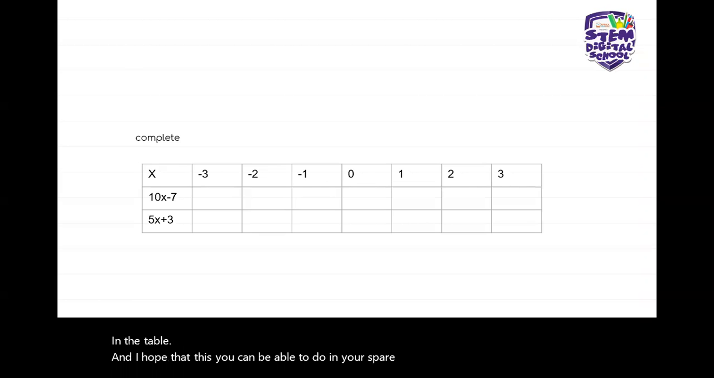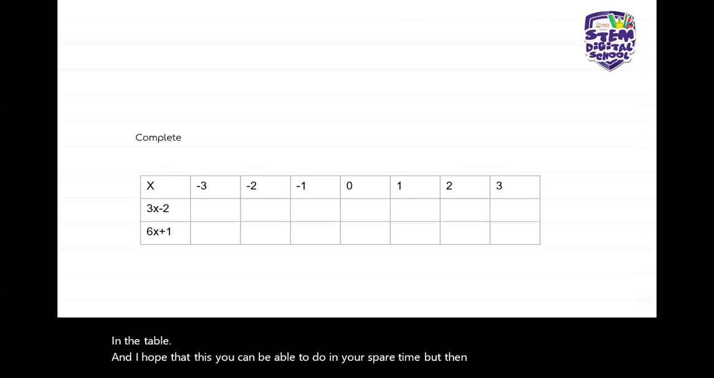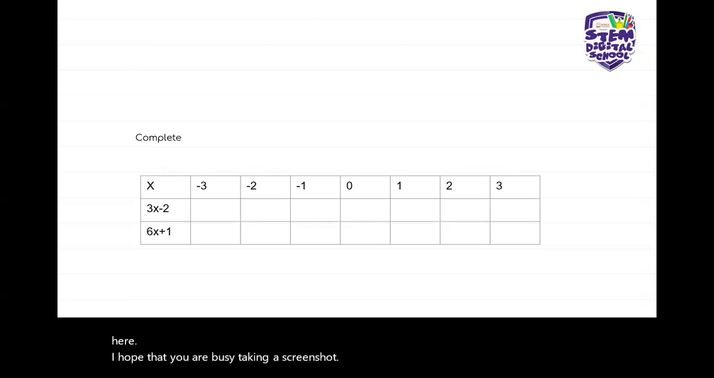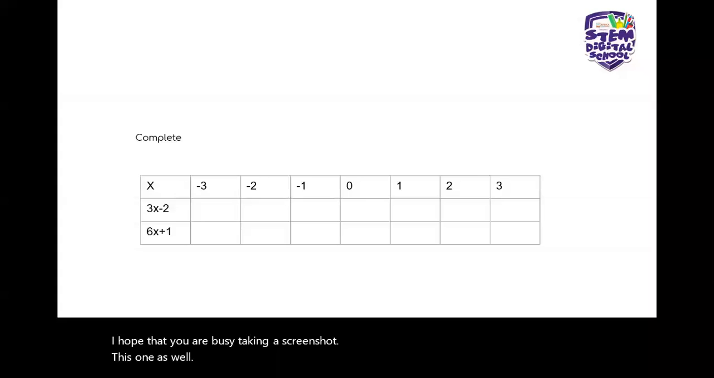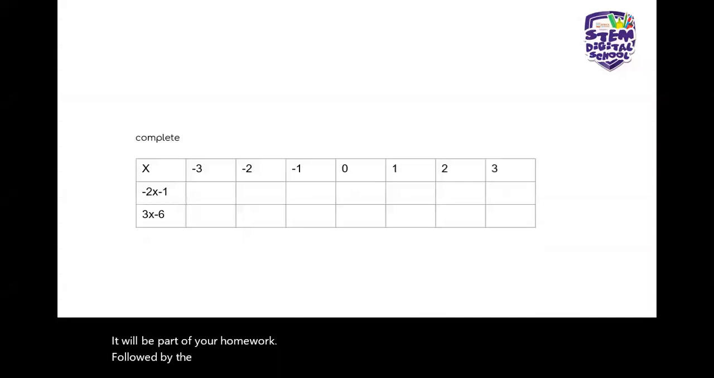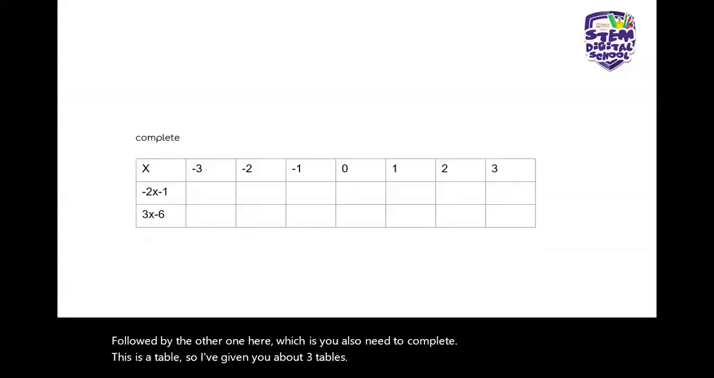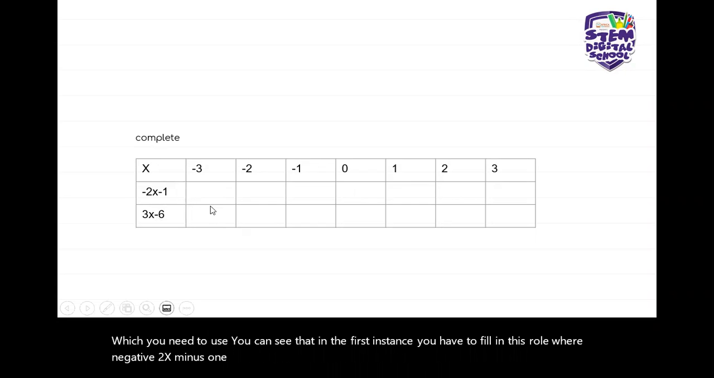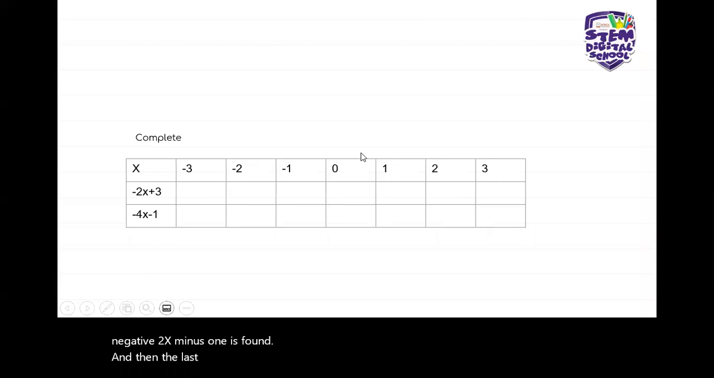But then again, also the next one here, I hope that you are busy taking a screenshot. This one as well will be part of your homework, followed by the other one here, where you also need to complete this table. So I've given you about 3 tables which you need to use. You can see that in the first instance, you'll have to fill in this row where negative 2x minus 1 is found, and then the last one, 3x minus 6, and then you complete that row as well.